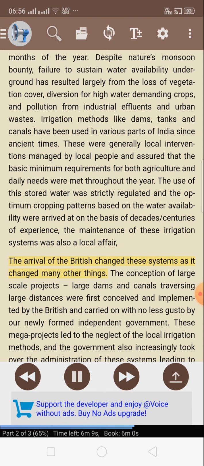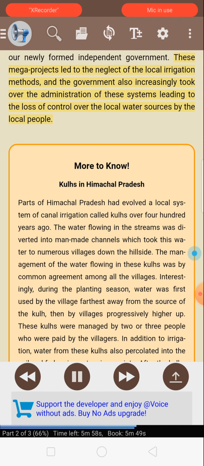The arrival of the British changed these systems as it changed many other things. The conception of large-scale projects, large dams and canals traversing large distances were first conceived and implemented by the British and carried on with no less gusto by our newly formed independent government. These mega projects led to the neglect of the local irrigation methods, and the government also increasingly took over the administration of these systems, leading to the loss of control over the local water sources by the local people.